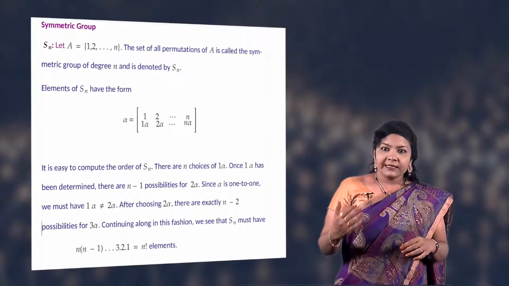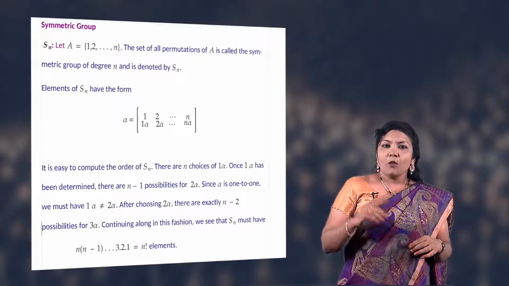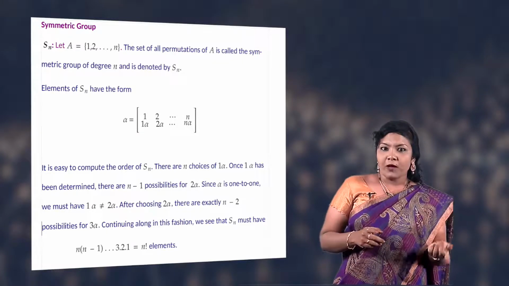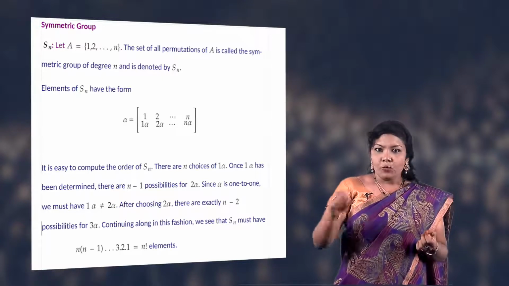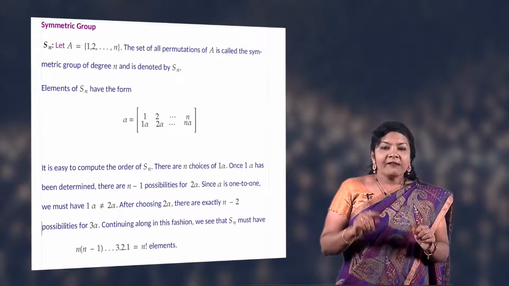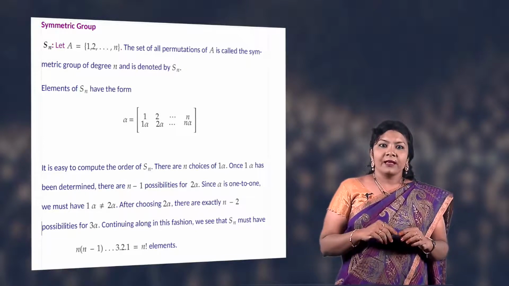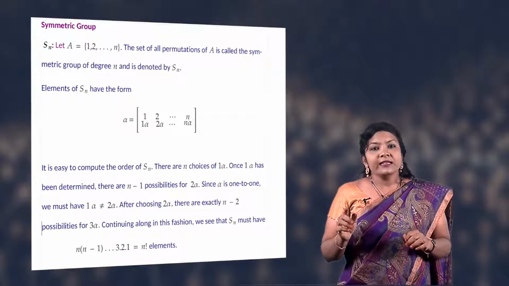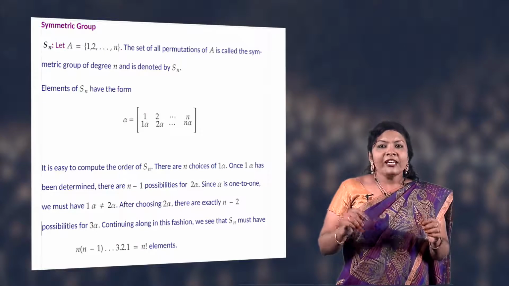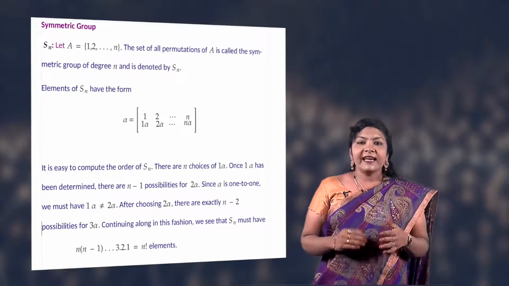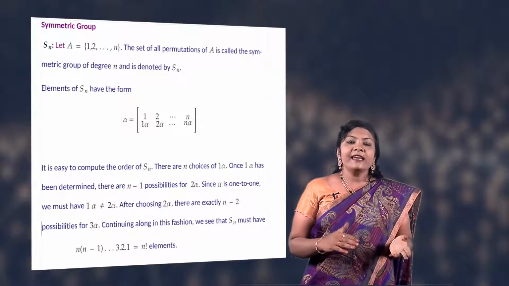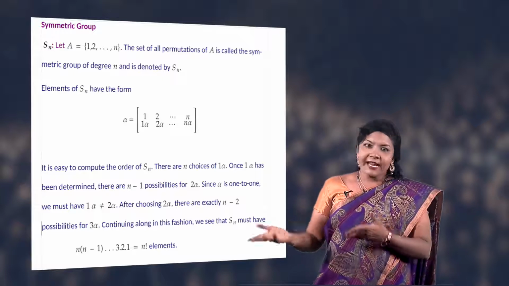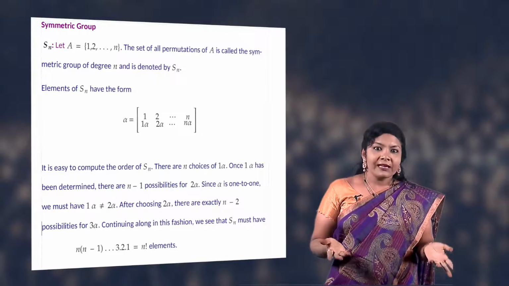There are n choices of 1 alpha. Once 1 alpha has been determined, there are n minus 1 possibilities for 2 alpha. Since alpha is 1 to 1, we must have 1 alpha not equal to 2 alpha. After choosing 2 alpha, there are exactly n minus 2 possibilities for 3 alpha. Continuing along in this fashion, we see that Sn must have n into n minus 1 into ... into 3 into 2 into 1, nothing but the product of the first n natural numbers, which is equal to n factorial elements.